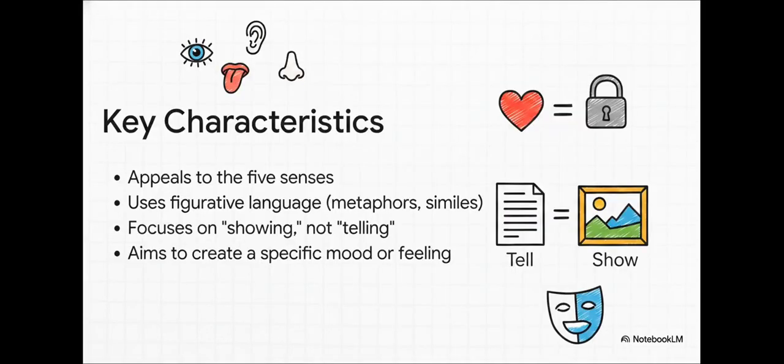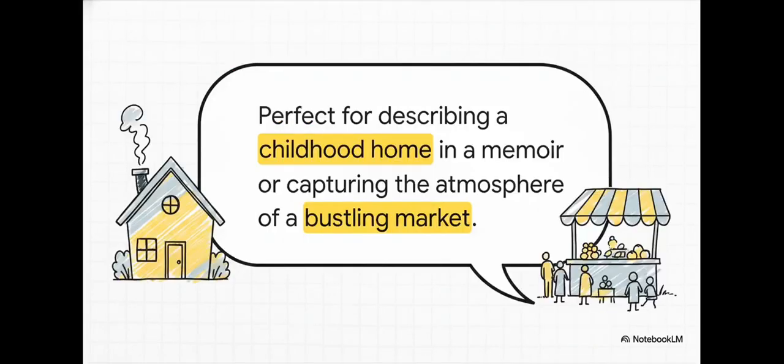The secret sauce here is immersion. You do that by appealing to all 5 senses, and by using figurative language, things like metaphors and similes. But the golden rule, the absolute number one thing to remember, is to show your reader what's happening, not just tell them. Here's a fun little challenge. For any scene you're describing, try to jot down one specific detail for sight, sound, smell, taste, and touch. It's a super simple way to add incredible depth, fast. Just think about it, right?